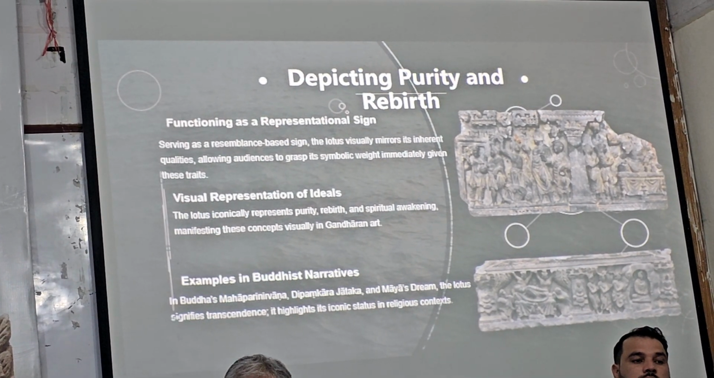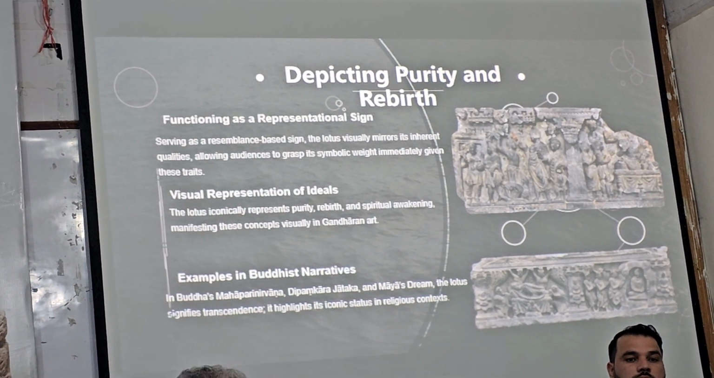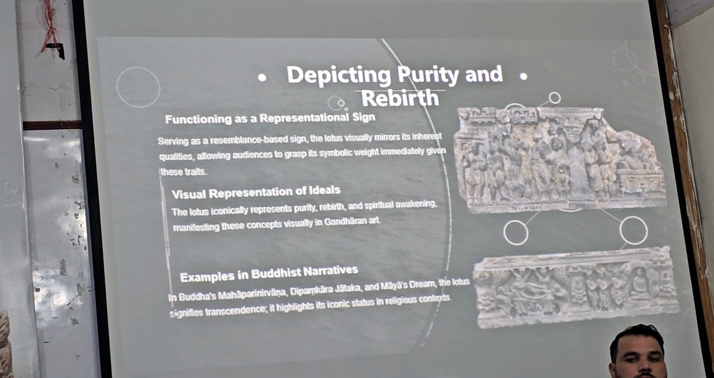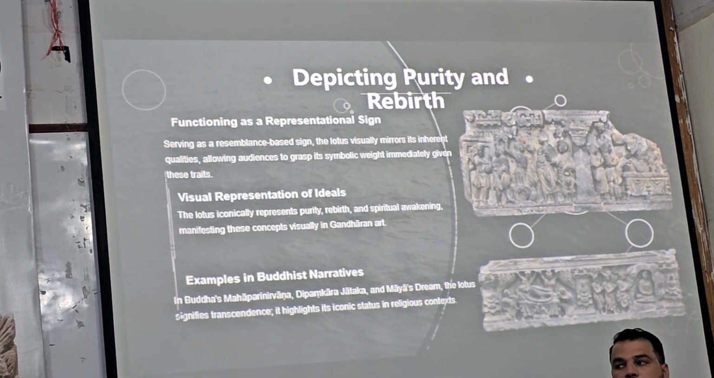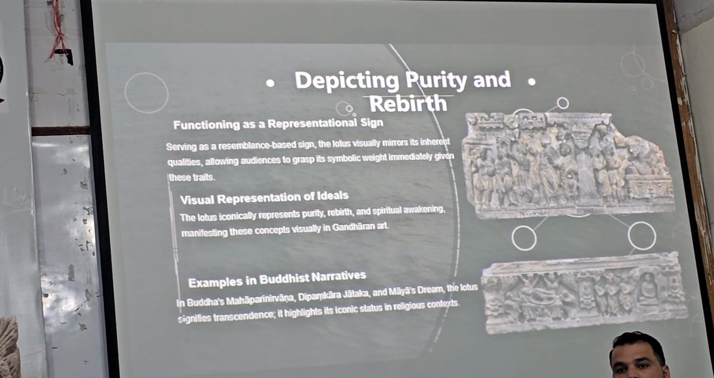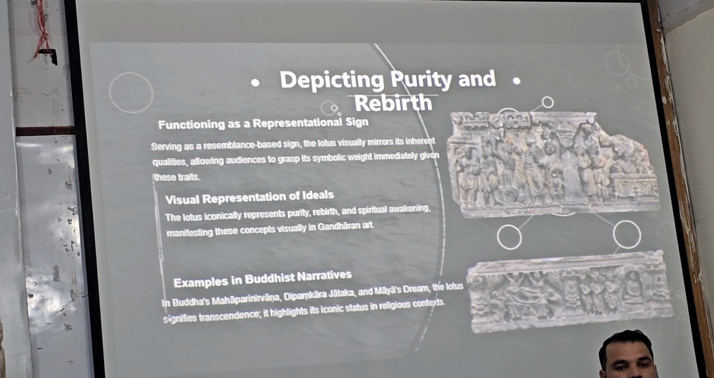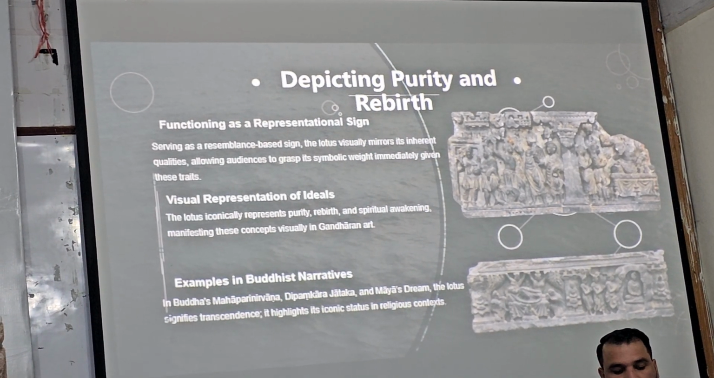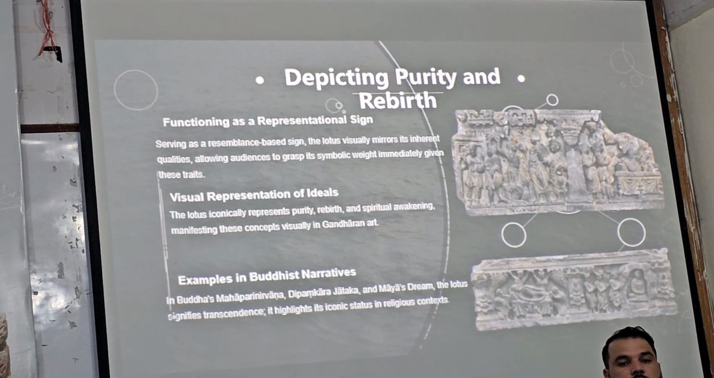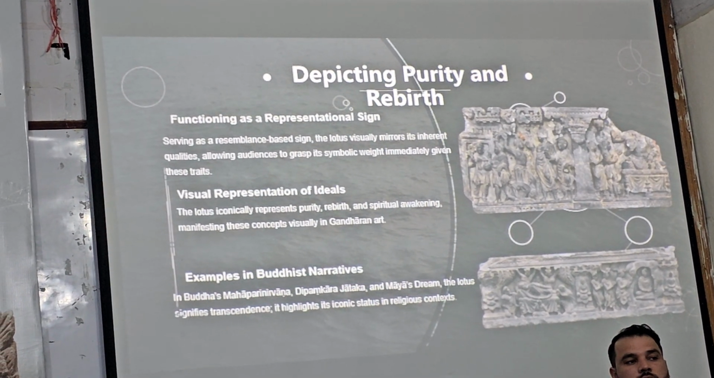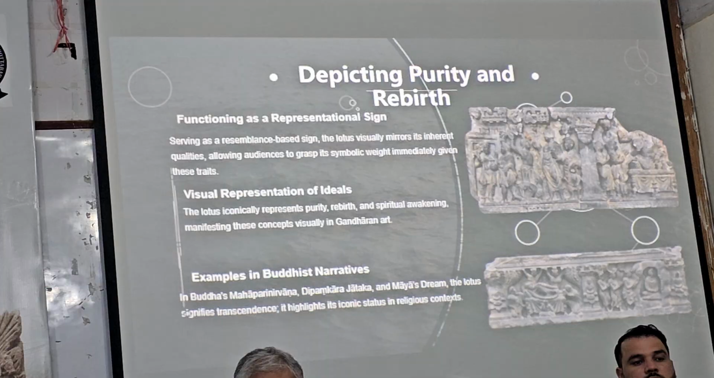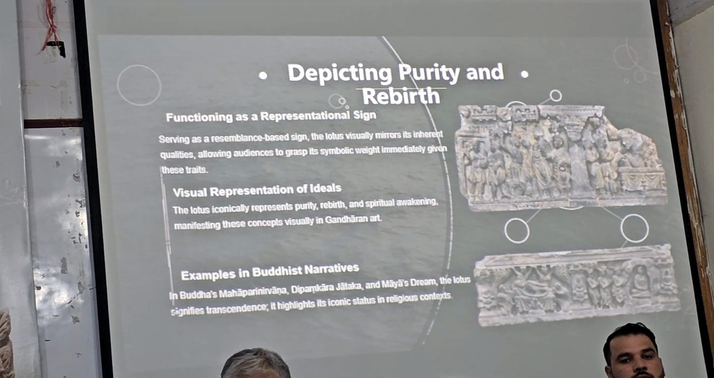Now here I would like to differentiate between a sign and a symbol. When we speak about a sign, it is representational, a direct indication of something that we speak of. And when we talk about a symbol, it is open to interpretation. So a symbol can be a sign at different instances, but a sign cannot be a symbol.